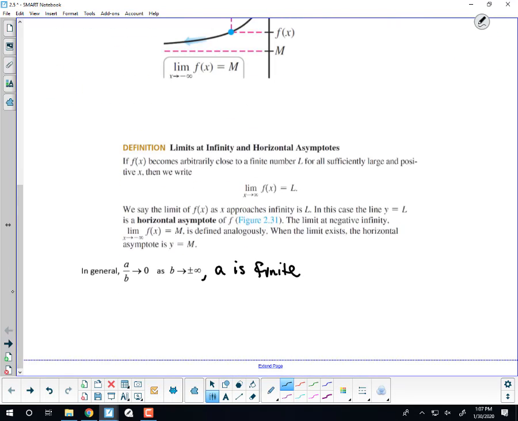So kind of take that and reverse it. If you've got a fixed number on top, but the denominator is getting larger and larger, what happens to the quotient? It gets smaller and smaller. So that's kind of what we're dealing with here in some instances. Okay. Any other questions, comments?